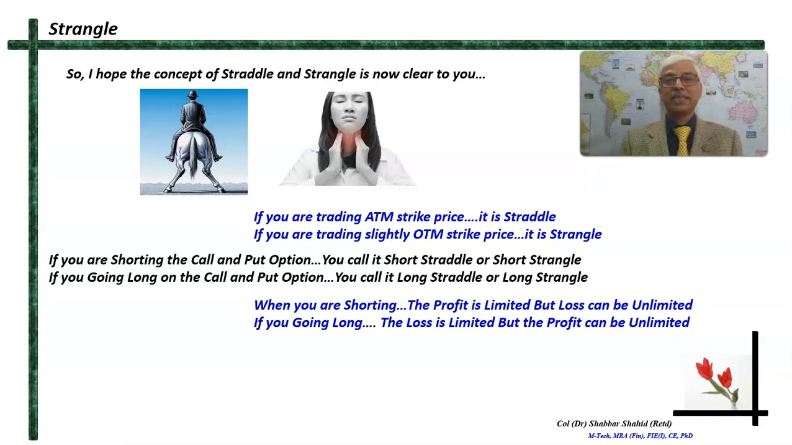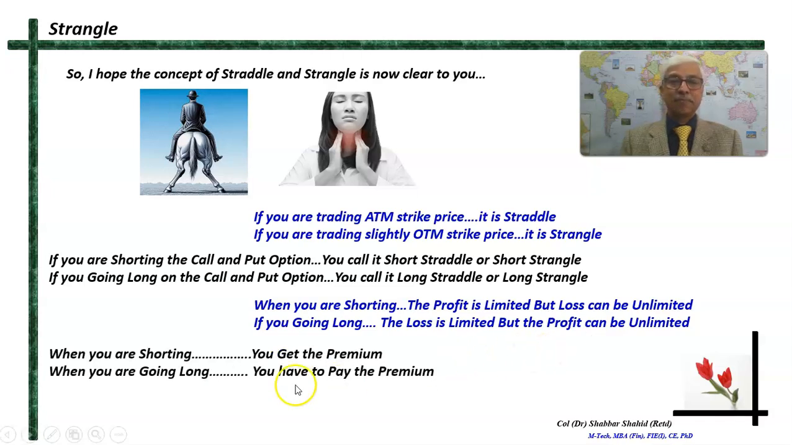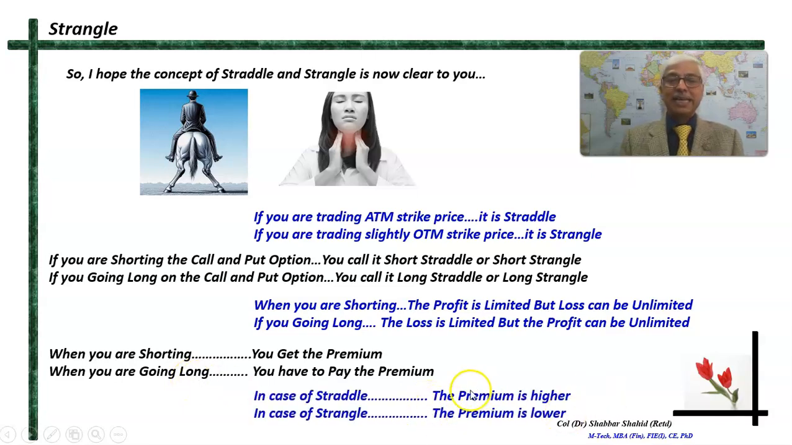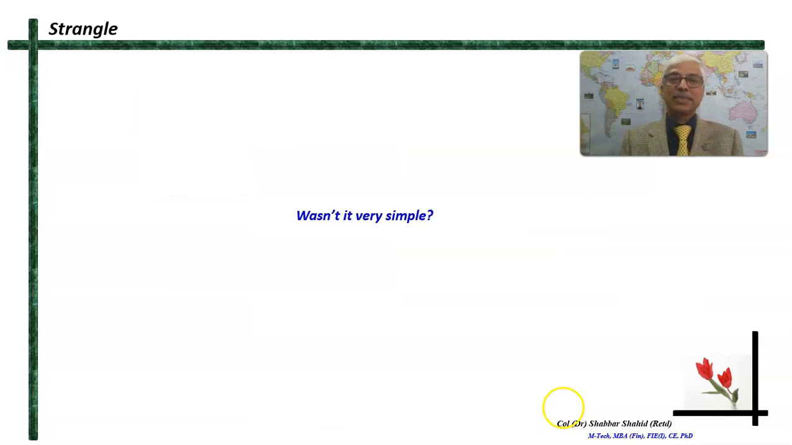Very interesting aspect. Try and understand it. When you are shorting, you take the premium. But when you go long, you have to pay the premium. Isn't it? In case of a straddle, the premium is higher. In case of a strangle, the premium is low. Why? Because the breathing space increases. Alright? Wasn't it very simple? More of it we'll see in the next lesson. Alright?